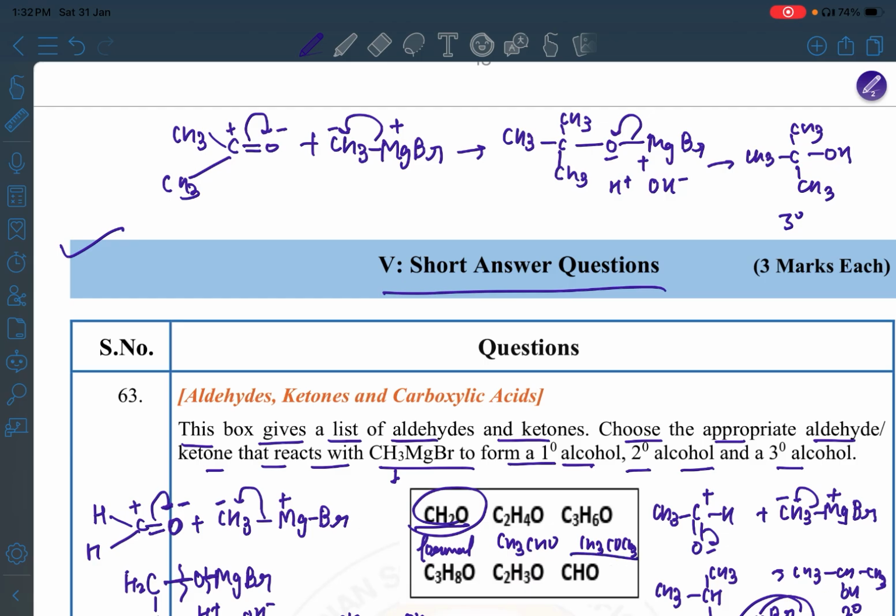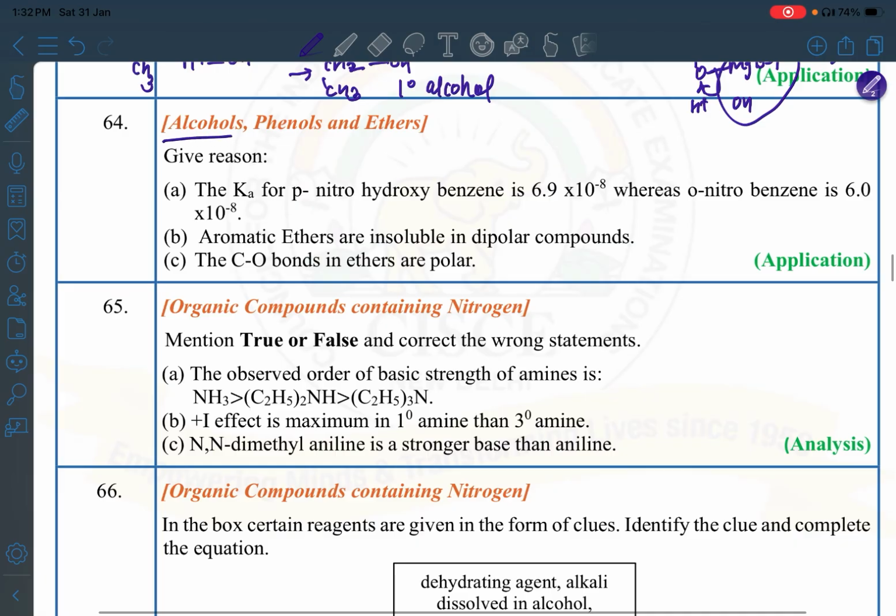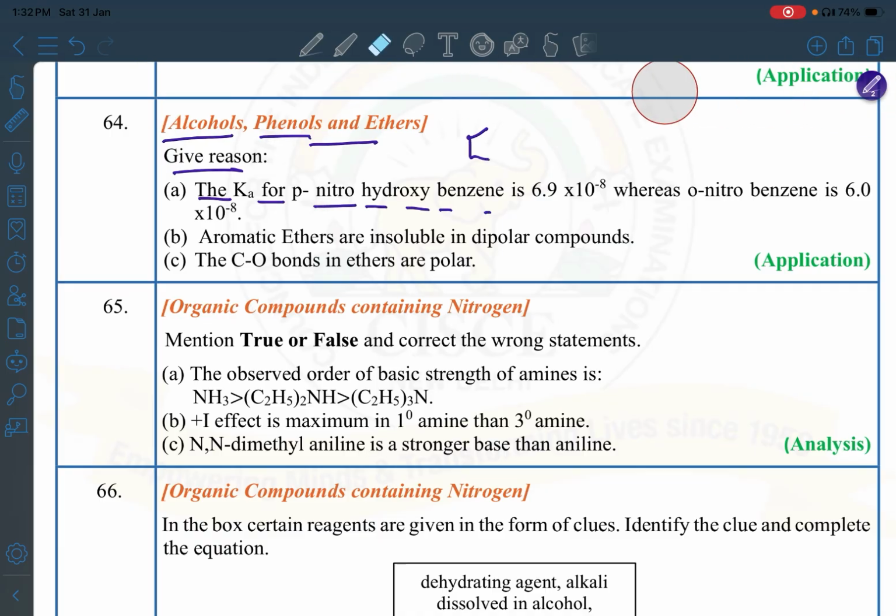Now about question number 64, it is from alcohol, phenol, ether. The question is: give the reason for the Ka of p-nitrohydroxybenzene. P-nitrohydroxybenzene is this one.